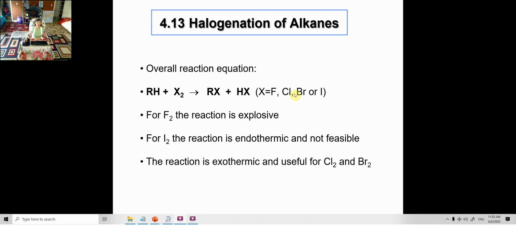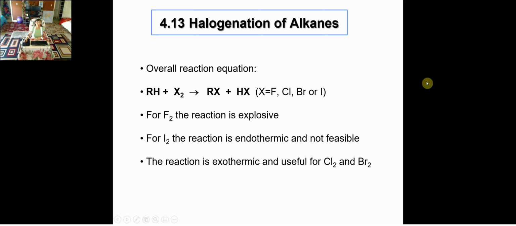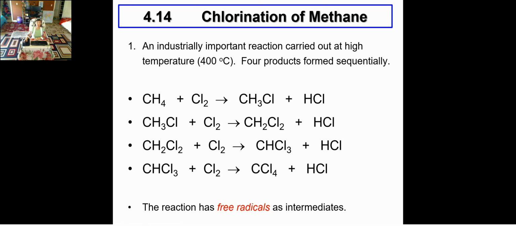The third reaction is bromination. RH reacts with Br2, so you produce RBr and HBr. This reaction is also very useful and is an exothermic reaction as well. The last reaction is with iodine. Your alkane reacts with iodine. This reaction is endothermic. Usually it's not very feasible for us to produce alkyl halides. So we are mainly focusing on chlorination and bromination.